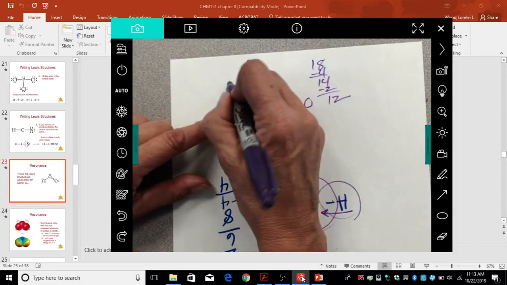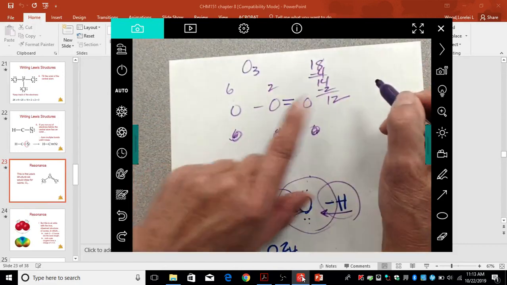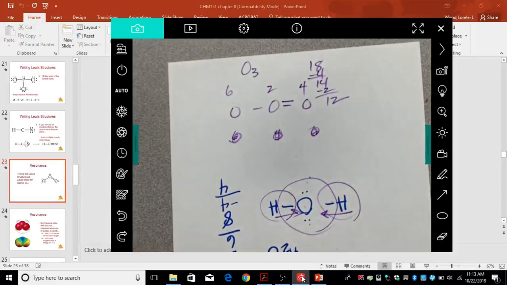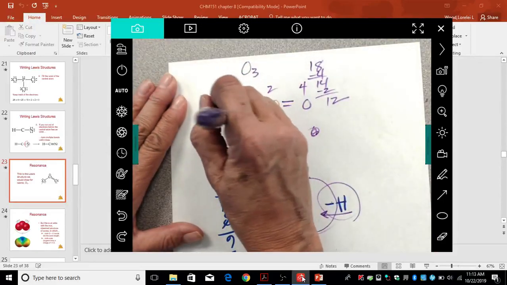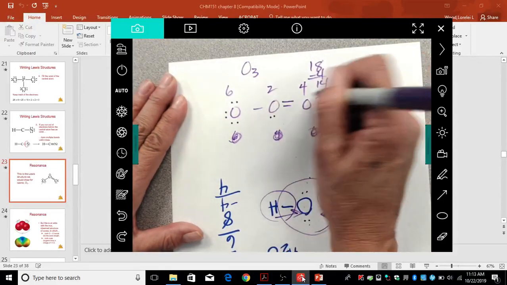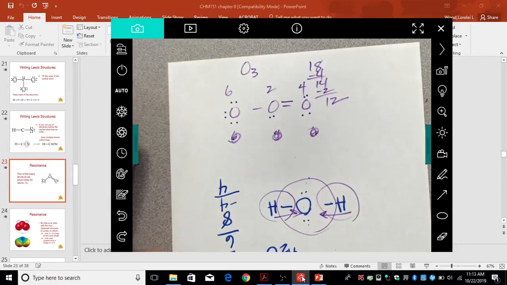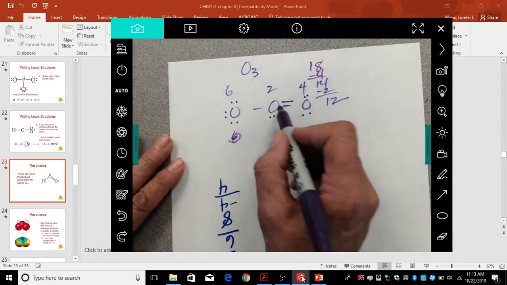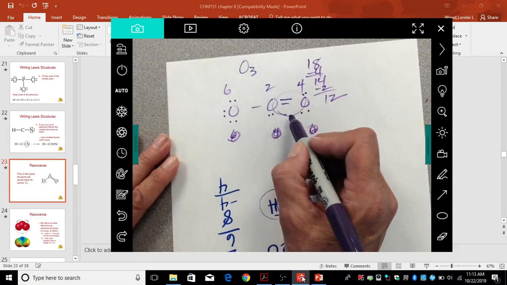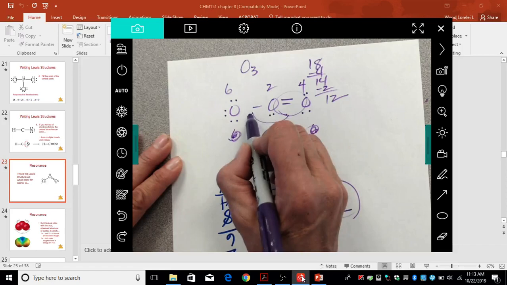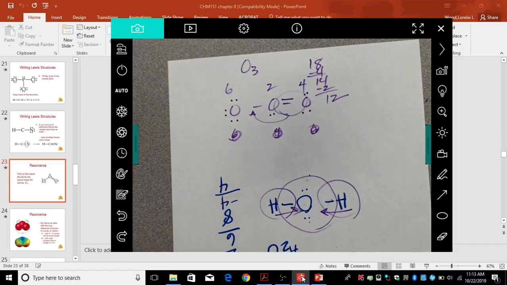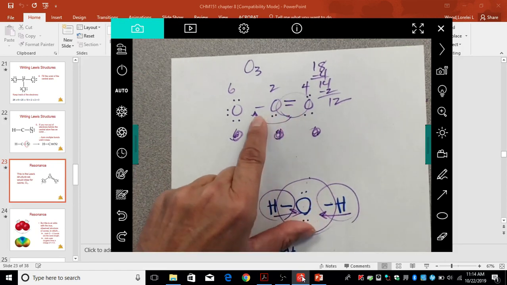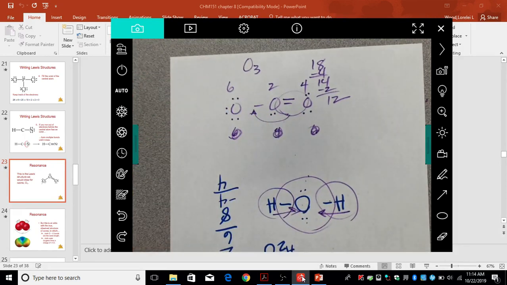Now, this one needs 6. This one only needs 2. This one needs 4, so we're good. So 1, 2, 3, 4, 5, 6. 1, 2, 1, 2, 3, 4. So that's what ozone looks like. Resonance means that this double bond sometimes is between these 2 oxygens and sometimes it's between those 2 oxygens. It's not a different molecule, one that has it here and a different one that's there. It's the fact that that double bond can move. That's what it's called resonance.